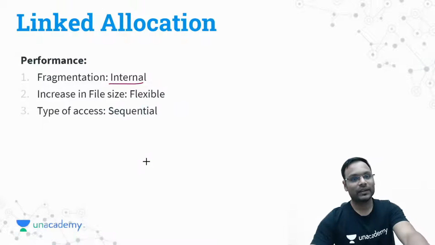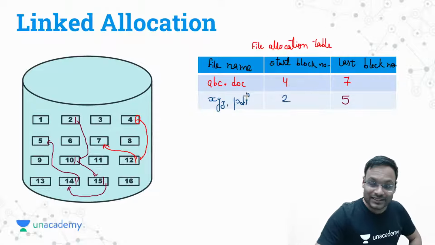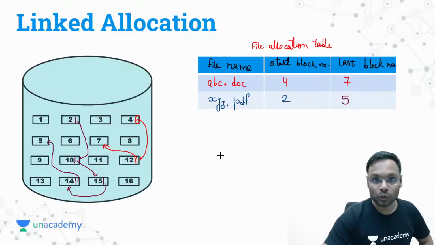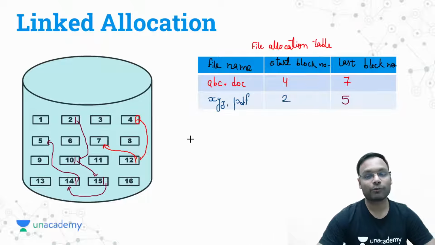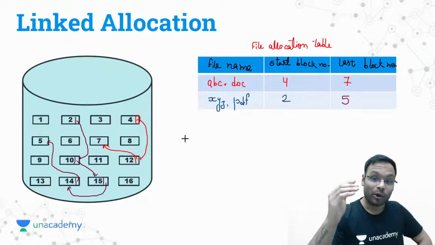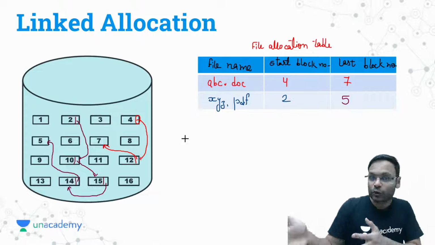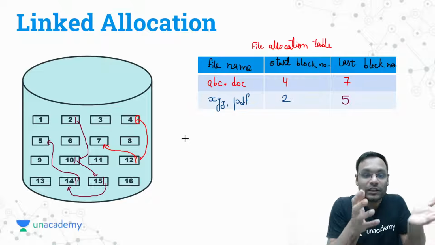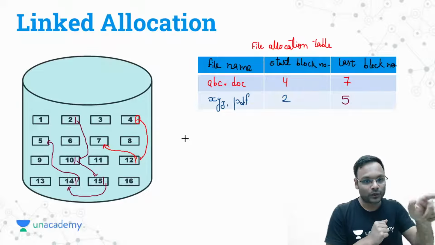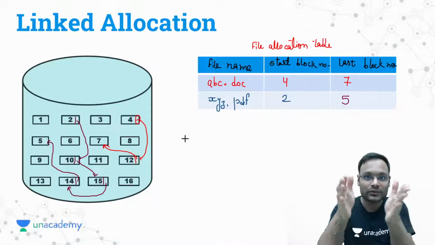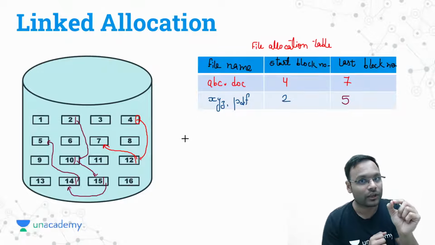Why? Through this table I give the information, and if I ask for xyz.pdf, which starts from block number 2, to give me the fourth block of this file, you cannot directly get it. Block number 2 is only the start, and you cannot jump to the fourth block. Which number is the fourth block of the file? You don't know. You will have to go sequentially from 2 to 10, 10 to 15, 15 to 14, and 14 is the fourth block of your file. You cannot access it directly; only block by block.